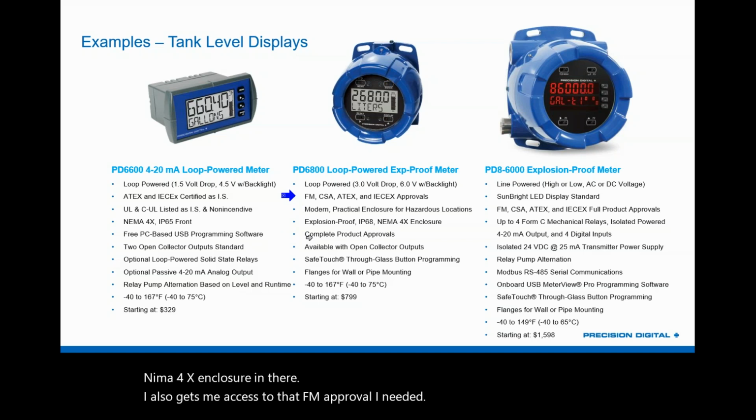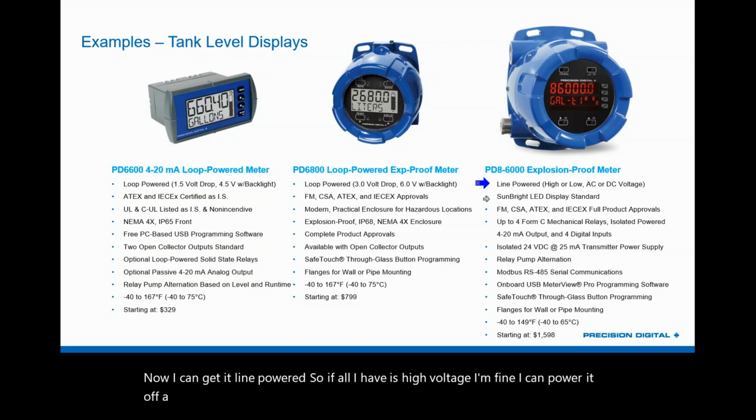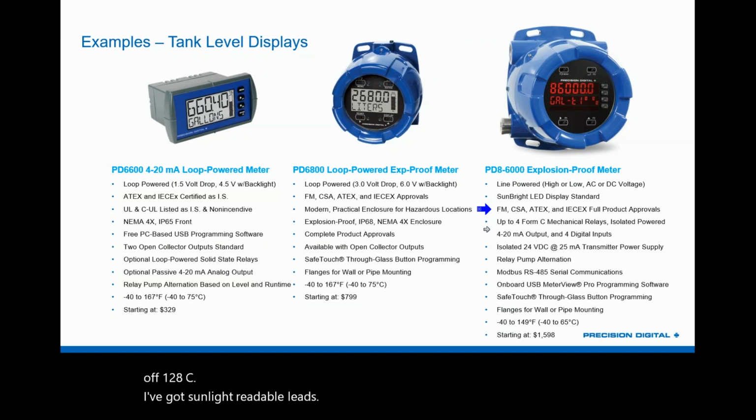And if I know my application is going to require a lot of capability, well, then I'm going to go with the PD8-6000 meter. Now I can get it line powered, so if all I have is high voltage, I'm fine. I can power it off 120 AC. I've got sunlight readable LEDs. I've got my FM approval on there.